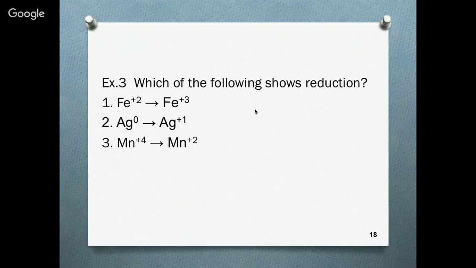Okay, next I just want to look at one more example. Again, which one is showing you reduction? We said that reduction is when you gain electrons, which means your oxidation number is going to go down. So if you look at each of these, the one showing reduction would be choice 3. Mn goes from +4 to +2.